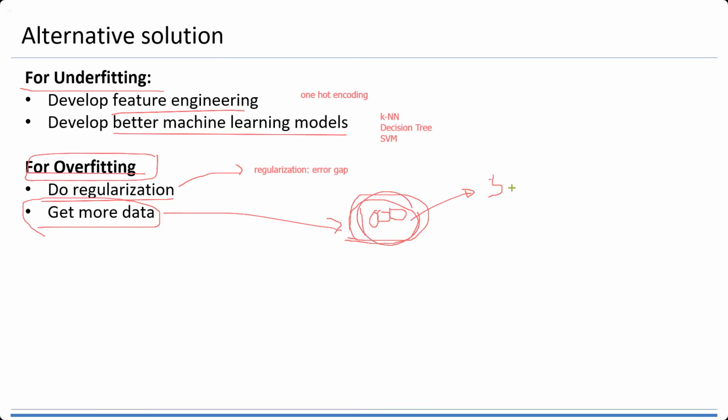Maybe 5,000, maybe 10,000. There is no specific number of data that is good or bad. It depends on the data set itself or on the domain. So more data is better.